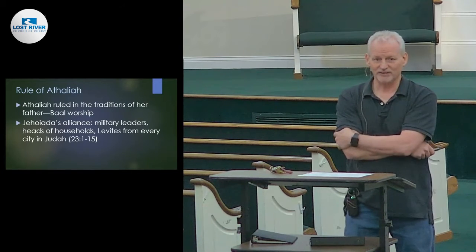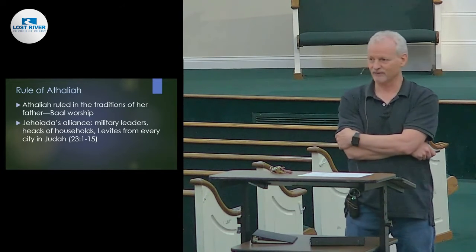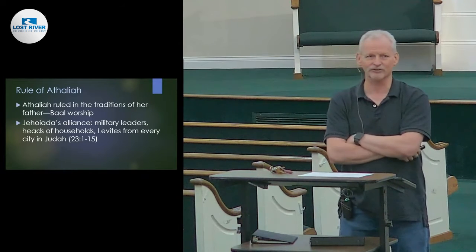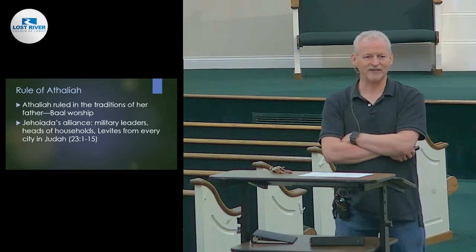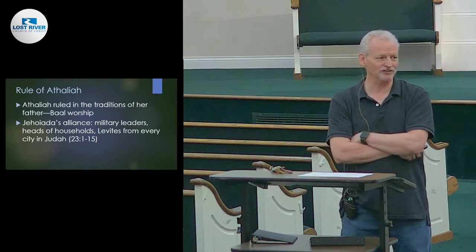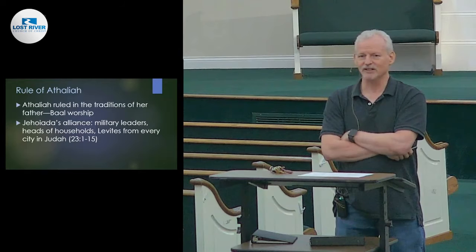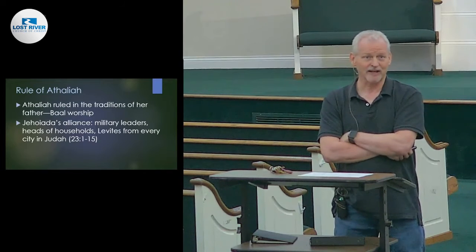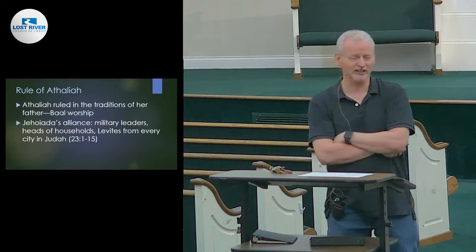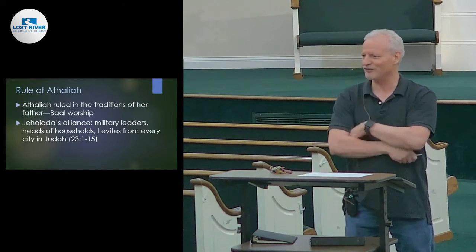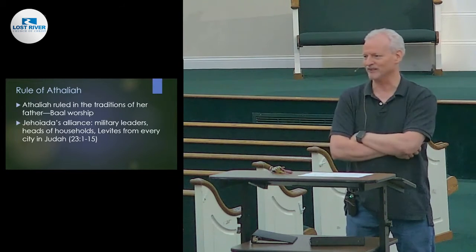Jehoiada, the priest, then forms an alliance. He's got a plan to put the little boy on the throne. And so he gathers the movers and shakers in Judah. He gets together the military leaders, the heads of the households, and Levites from every city in Judah. Now, how can he pull this off? How can he get all of these important people to be loyal to him?